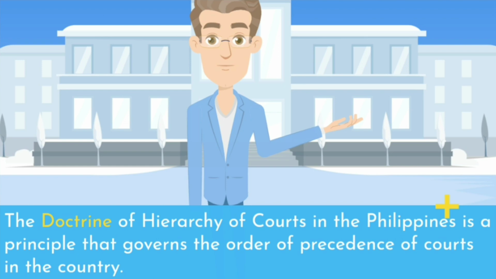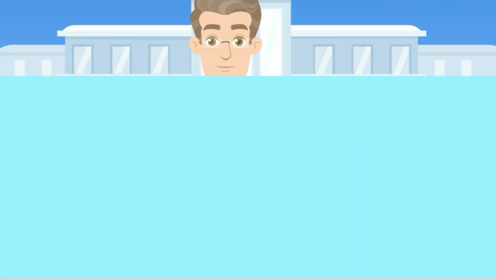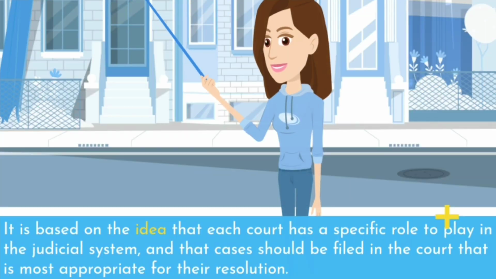The doctrine of hierarchy of courts in the Philippines is a principle that governs the order of precedence of courts in the country. It is based on the idea that each court has a specific role to play in the judicial system, and that cases should be filed in the court that is most appropriate for their resolution.